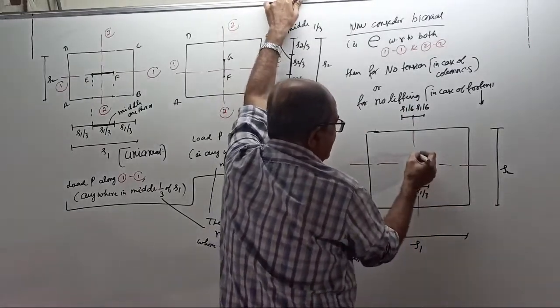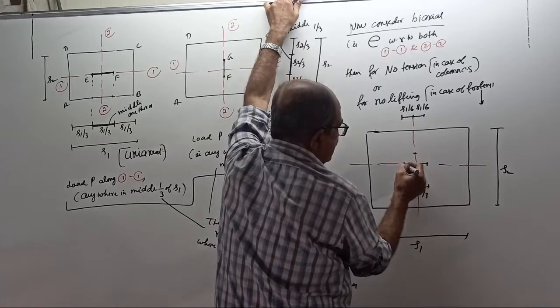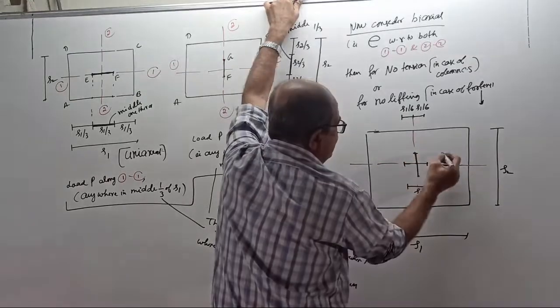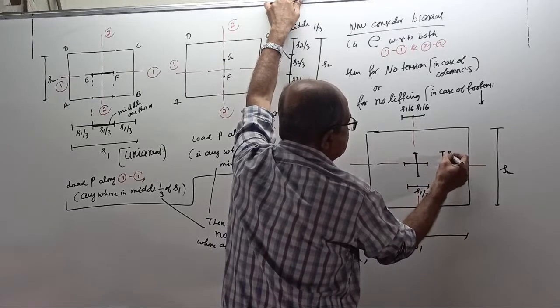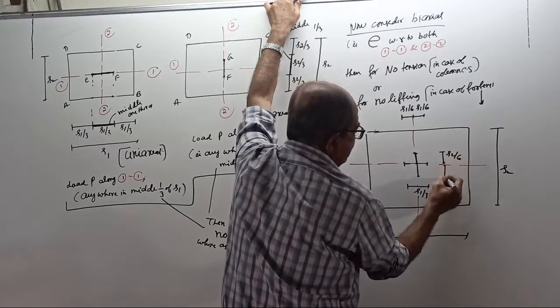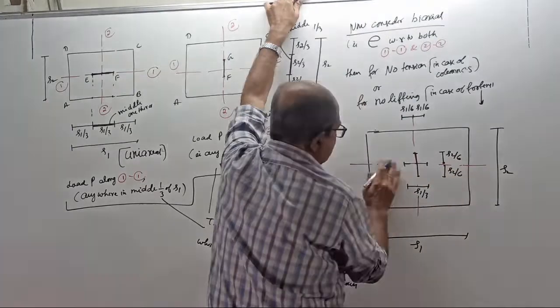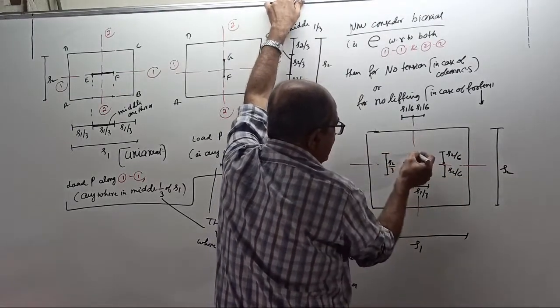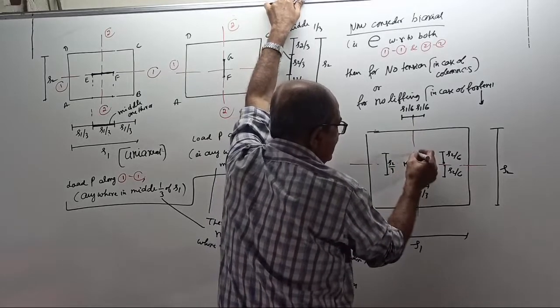Same way here. This way. This is what? S2 by 6. This is S2 by 6. The total is S2 by 3. S2 by 3. Mark this way.